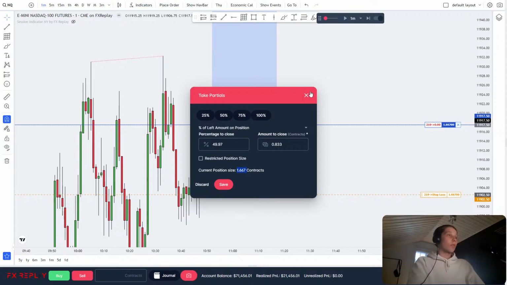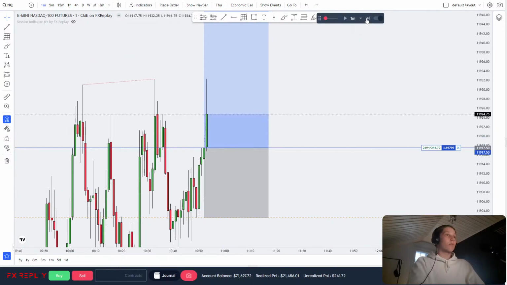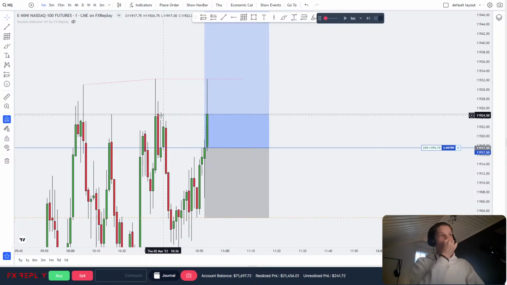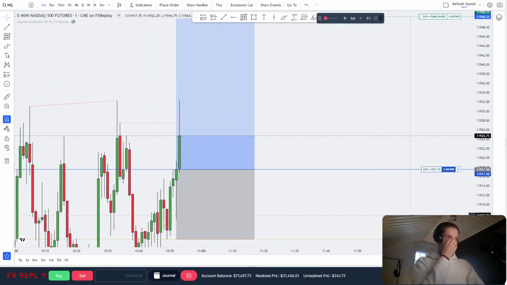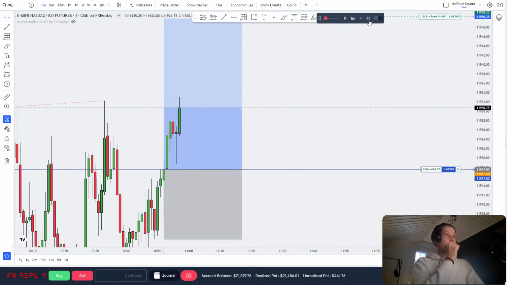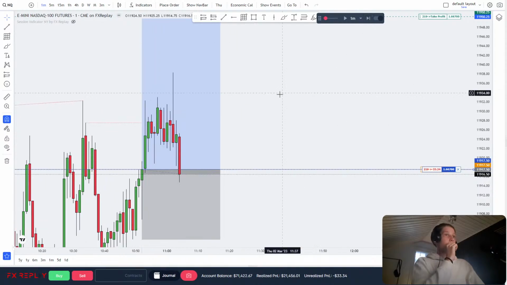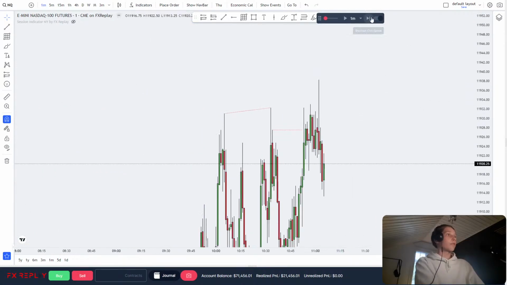So yes, 1.667 contracts. So does that high get swept? No, it doesn't. This one gets swept, so we're going to break even with this. We're going higher. That's okay. So this is break even position.